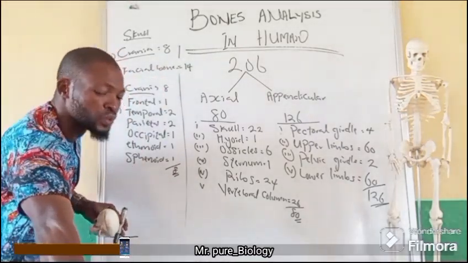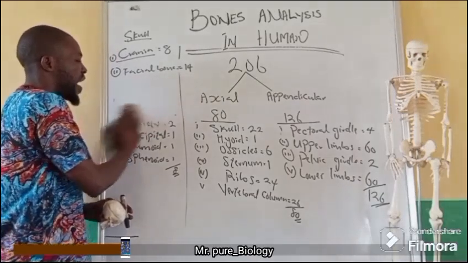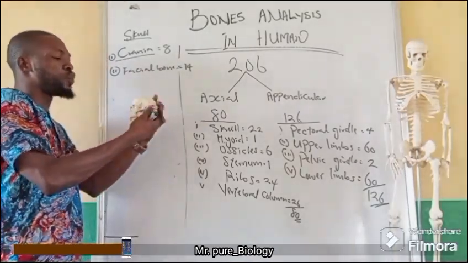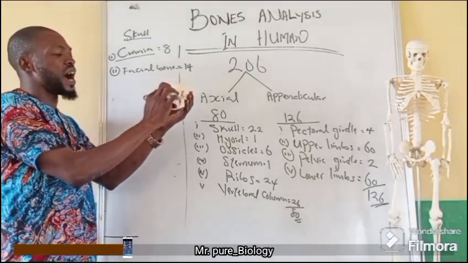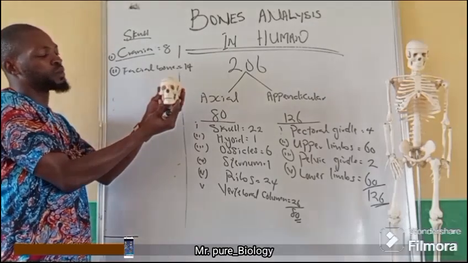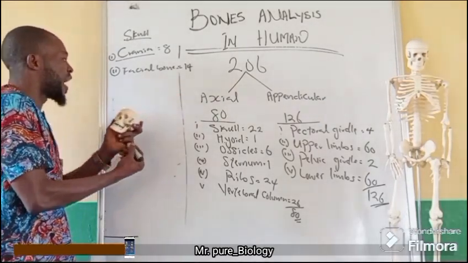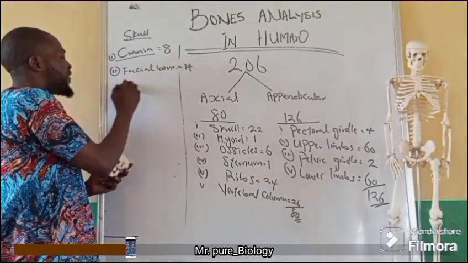What are the facial bones now? Facial bones are just 14 bones. They are the ones situated from the points of the eyebrow down to this place. That is where we have our facial bones. Now, I said they are 14.